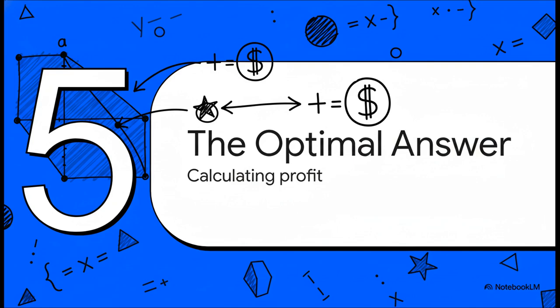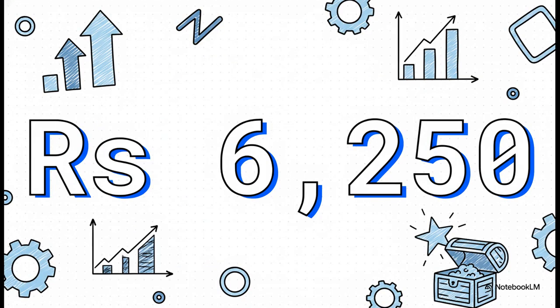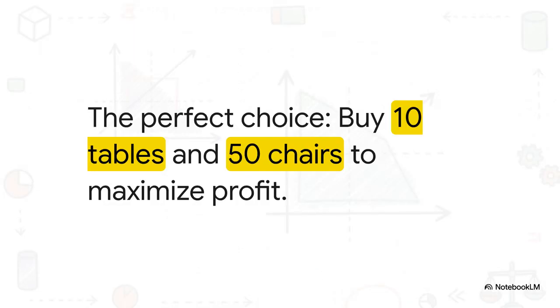All right, this is it, the home stretch. All that work of translating and mapping has boiled down to one very simple task. Let's just plug these 4 corner points into our profit formula and see which one comes out on top. Let's run the numbers. At (0, 0), obviously the profit is 0. At (20, 0), the all tables plan, we get 5,000 rupees. At (0, 60), our all chairs plan, it's 4,500. But now, look at point B, the mix of 10 tables and 50 chairs. You run that calculation, and you get a total profit of 6,250 rupees. And there it is, 6,250 rupees. That's the highest number on the list. That is our maximum possible profit.